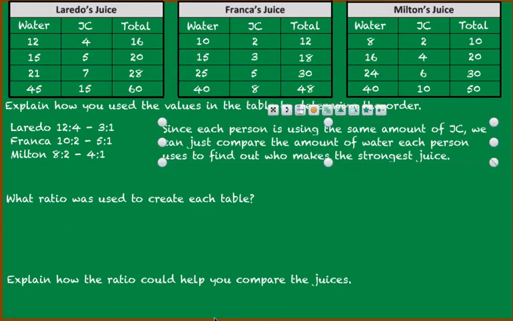Okay, and again, what was the ratio used to create each table? We have that one down here. So we should have Lorado was 3 to 1, Franca was 5 to 1, and Milton was 4 to 1. Okay, and then explain how the ratio could help you compare the juices. So we did that up here. So I kind of took all 3 of these and put them together.